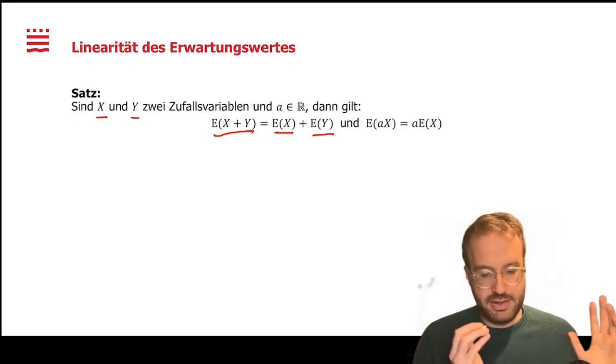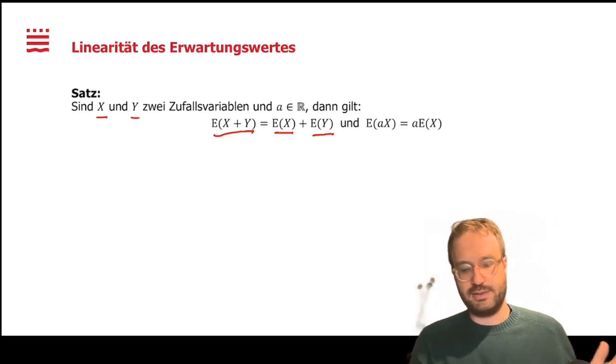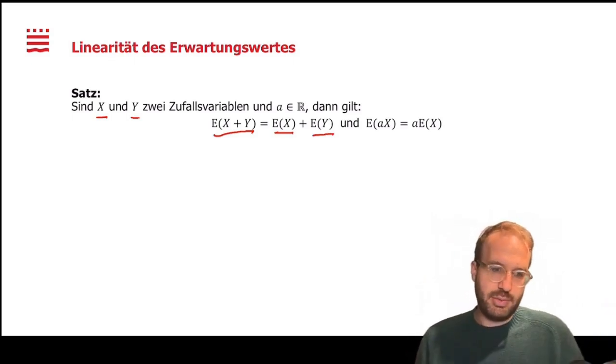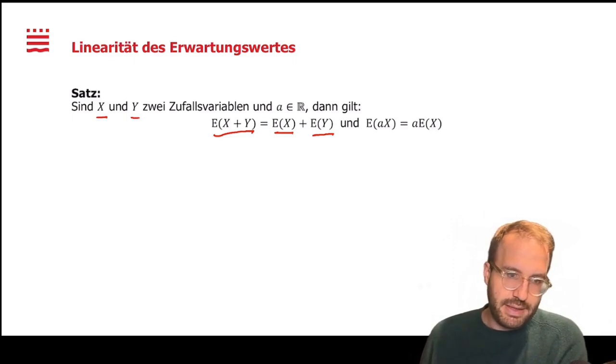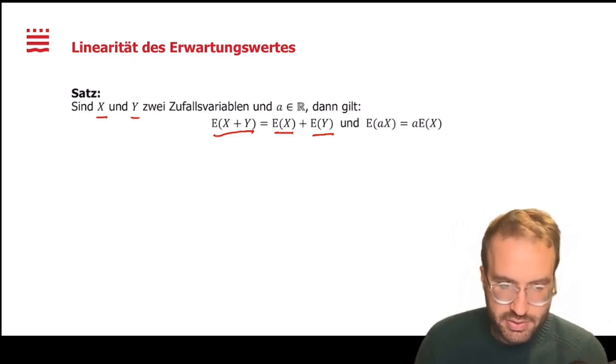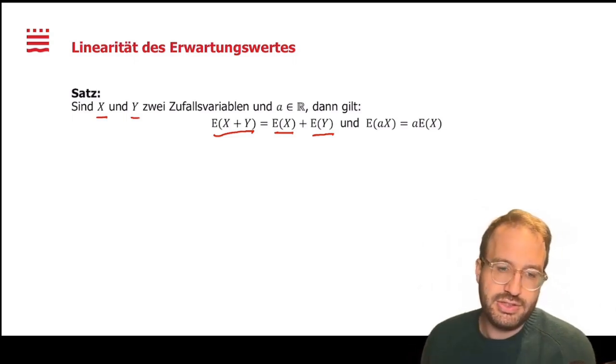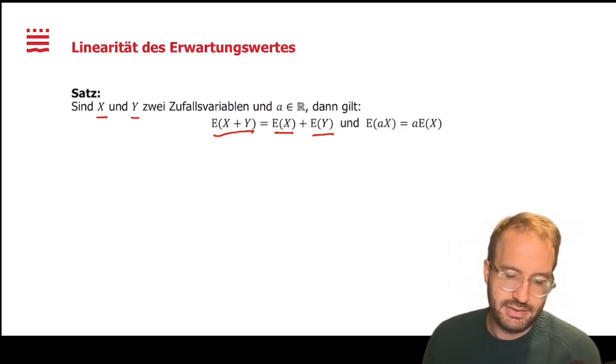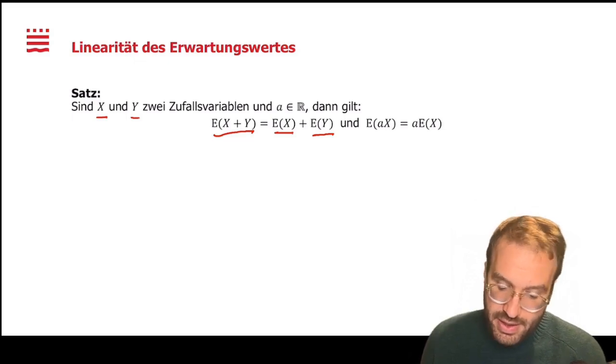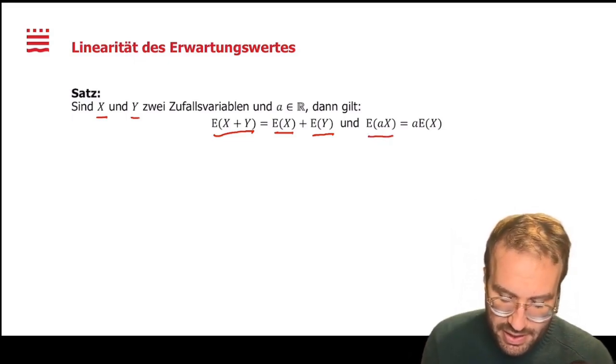In our example, x would be the value of die 1, and y would be the value of die 2. And we know that the expected value of x is 3.5, the expected value of y is also 3.5. So the sum of the dice is 7. And the same applies to E of a x in this particular scenario.